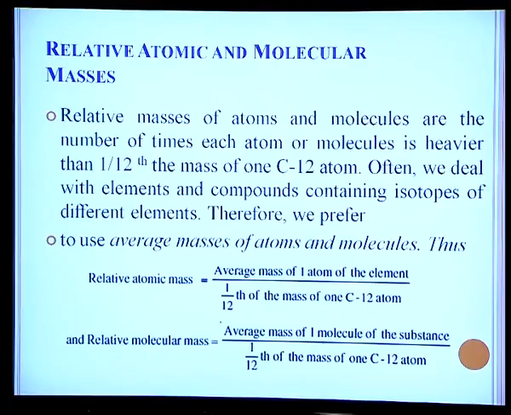Often we deal with elements and compounds containing isotopes of different elements. Therefore, we prefer to use the average masses of the atoms and molecules. Thus, we can say the relative atomic mass will be equal to the average mass of one atom of the element divided by 1/12 of the mass of one carbon-12 atom, and relative molecular mass is the average mass of the molecule of the substance divided by 1/12 of the mass of one carbon-12 atom.